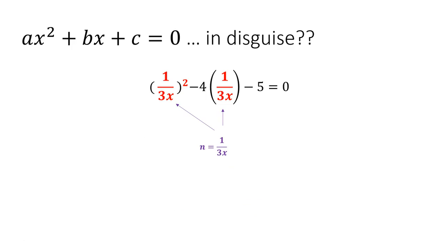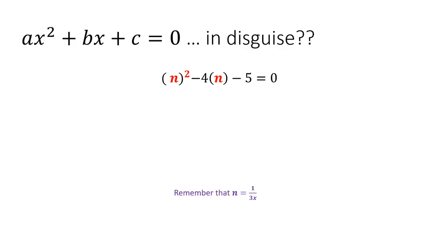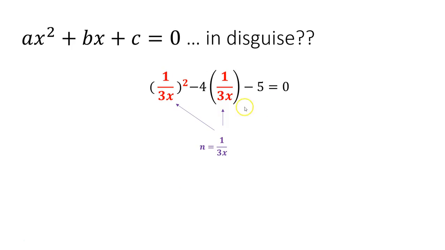We're going to substitute N in for 1 over 3x. You see it happens twice. And there's our new equation: N squared minus 4n minus 5 equals 0, remembering that N is 1 over 3x. Let's go back. And this is much easier to solve.